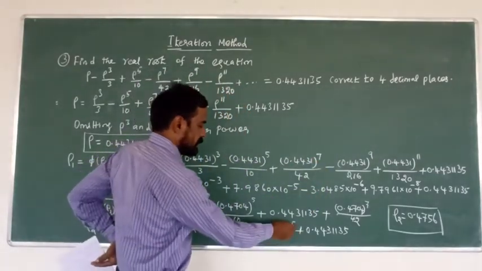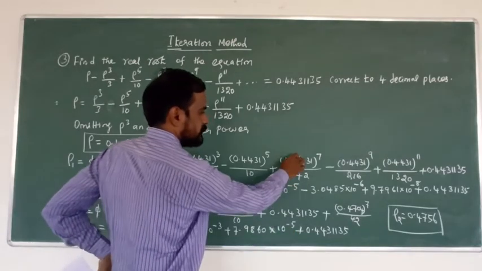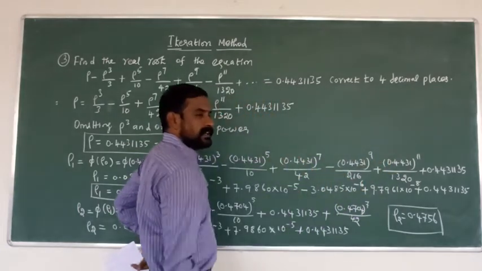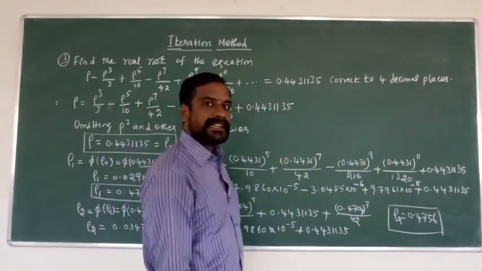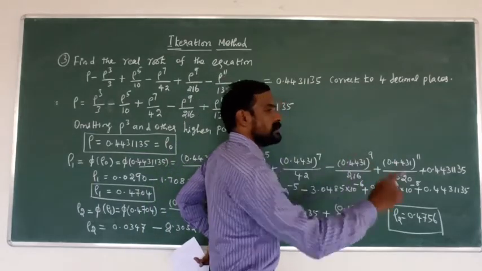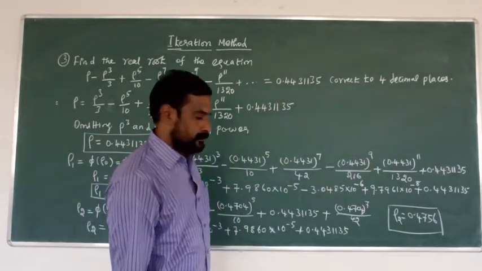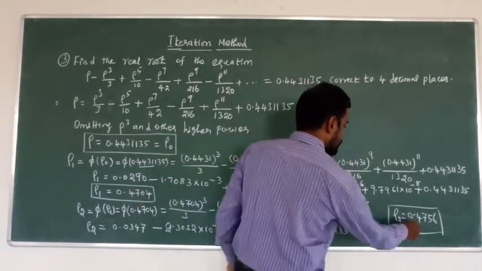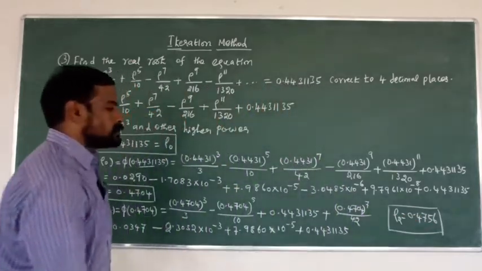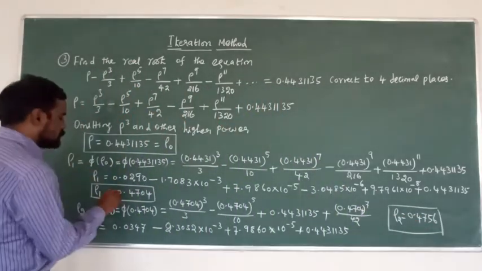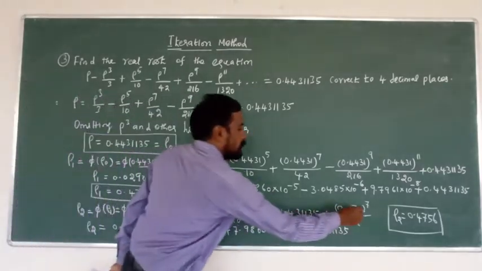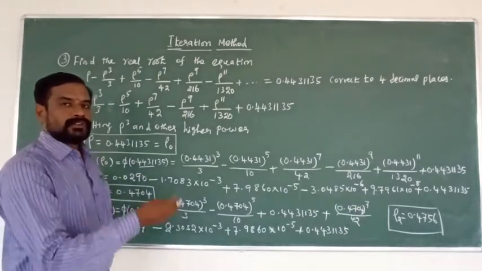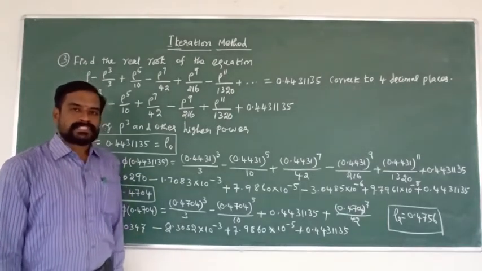So we can take up to rho power 7, and rho power 9 and rho power 11 we can omit due to after the decimal point more than 4 digit 0. Okay, and finally rho 2, the result 0.4756. Now rho 2 value compare with the rho 1, both results are not same, so we have to do for another iteration.